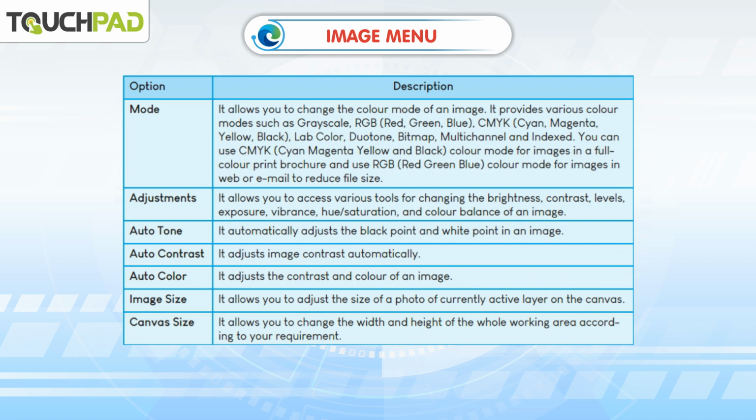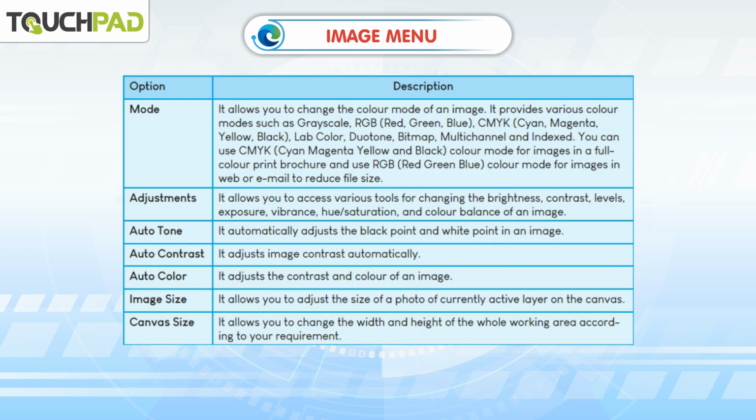size. Adjustments. It allows you to access various tools for changing the brightness, contrast, levels, exposure, vibrance, hue or saturation, and color balance of an image. Auto tone. It automatically adjusts the black point and white point in an image. Auto contrast. It adjusts image contrast automatically. Auto color. It adjusts the contrast and color of an image.